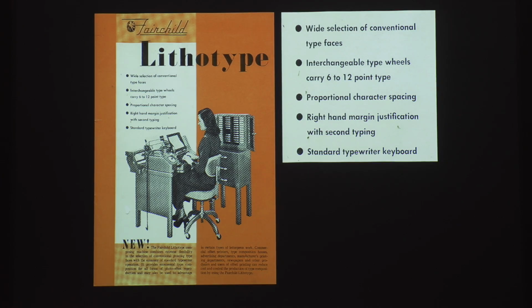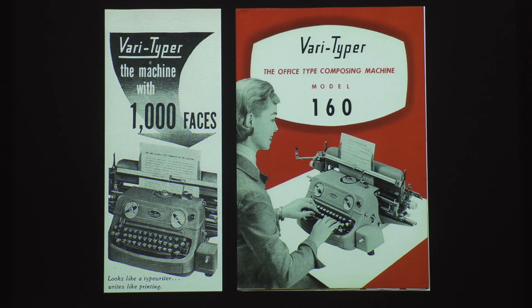Another machine that was used was the Fairchild lithotype composer. And they advertised 6 to 12, a large number of faces and proportional character spacing and justification with a standard typewriter keyboard. So someone who wasn't in the union or didn't have that training could use it.